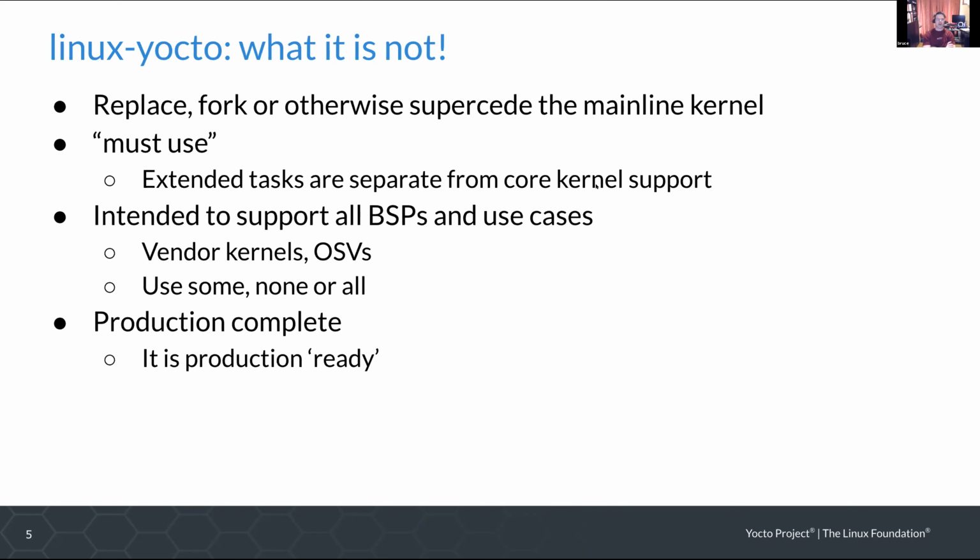It is not must-use. All of the extended checking and different things that we added for, quote unquote, kernel Yocto are separate from the core kernel support, so you don't have to use it. It's fully opt-in. It's just there as the reference and off to the side. It's not intended to support all BSPs and use cases. Vendor kernels, OSVs, you can use some of the tooling, none of the tooling, all of it, whatever you want. It's not intended to solve everybody's problem all the time.